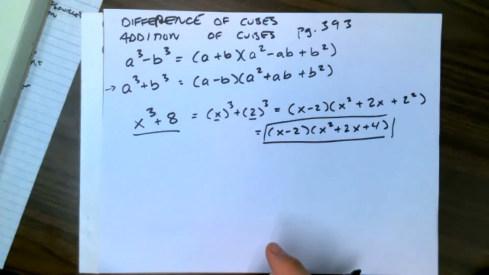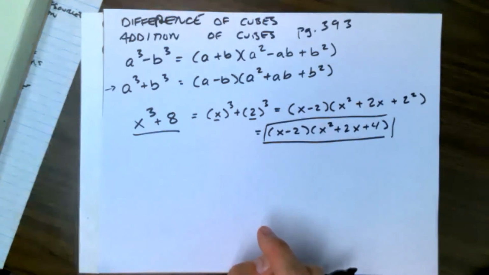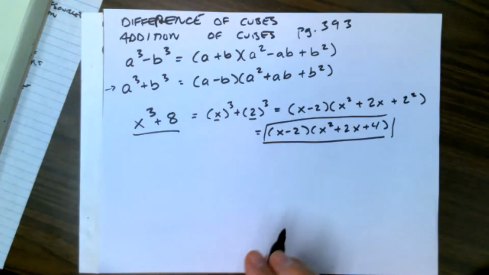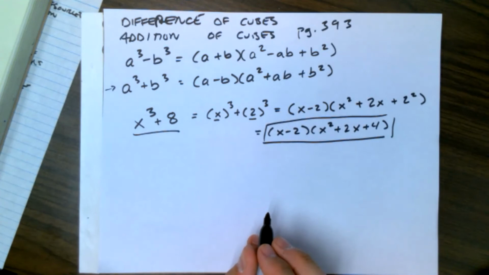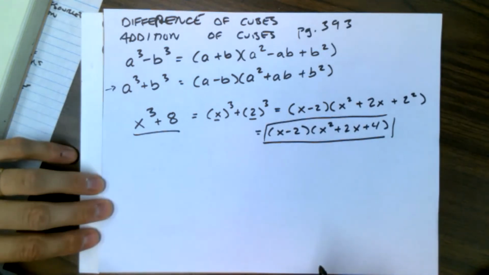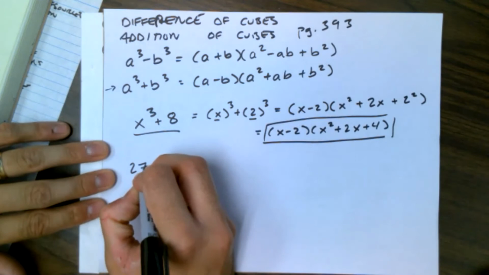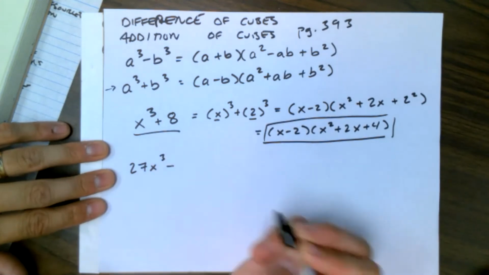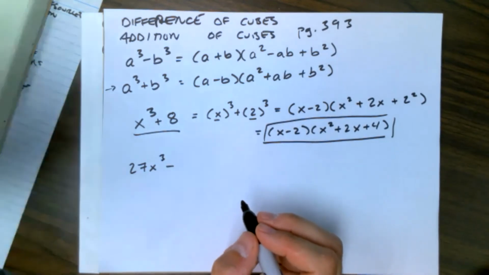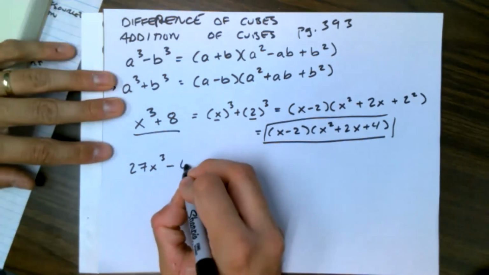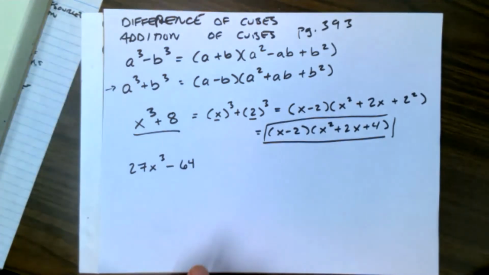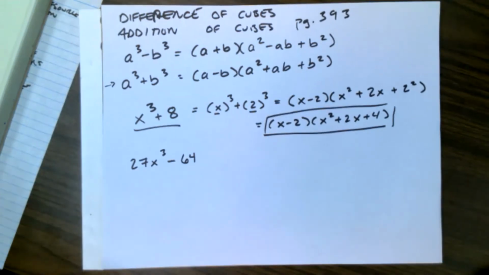Now let me find a subtraction one in the homework. That's maybe a little goofier. I don't see one in the homework that I really like, so I'm going to make one up here that might pop up. So let's say we had 27x cubed minus, let's say 64. Now, the hardest part on these is recognizing that they're cubes, because we just don't do cubes as often.